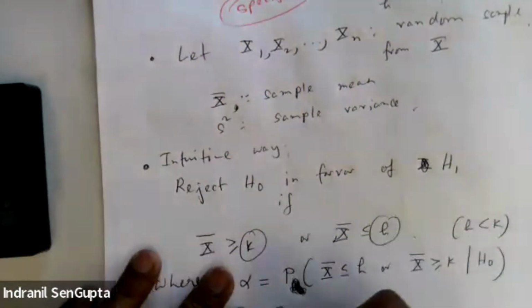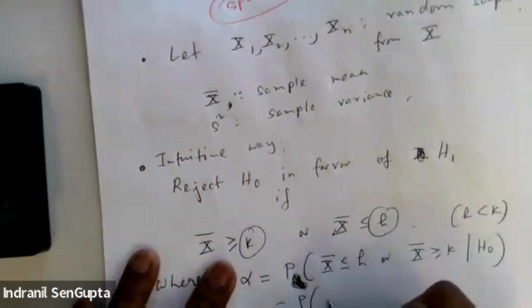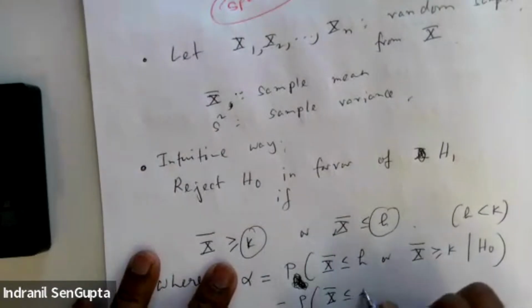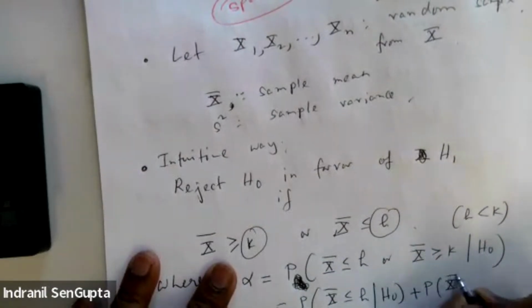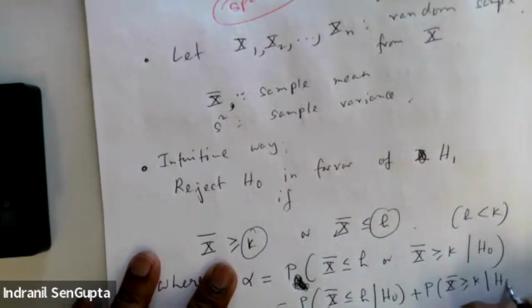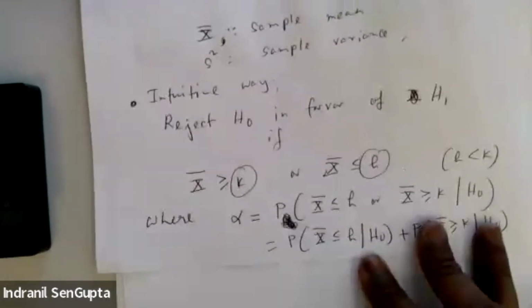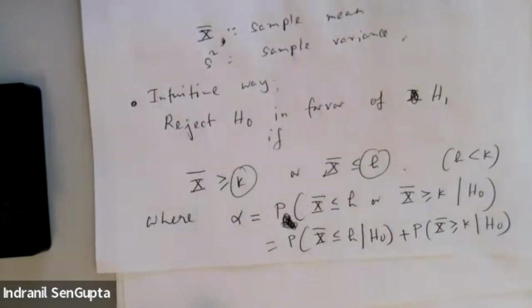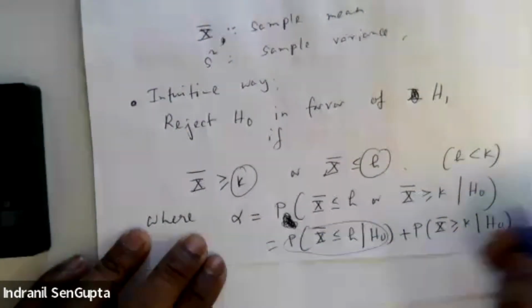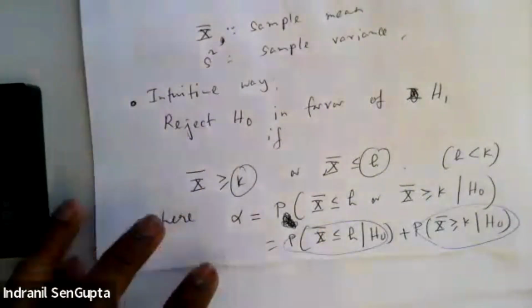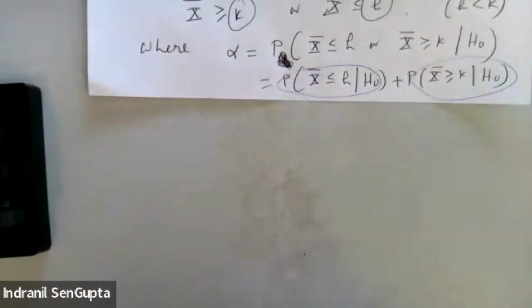So these are two disjoint intervals. X bar less than H under the null hypothesis, or X bar more than K under the null hypothesis. If I add these two, I should get alpha. Now, for the sake of convenience, we can always choose this one alpha over 2, this one alpha over 2. Right? So let's do that, and that's typically how we'll be doing it.